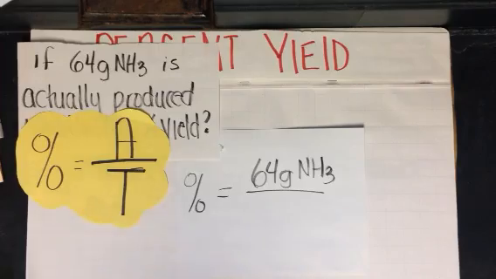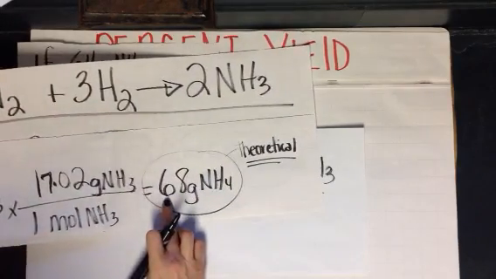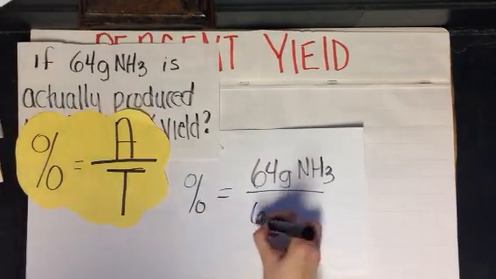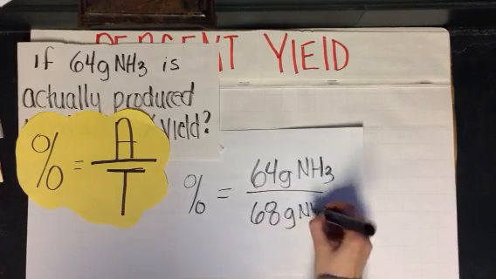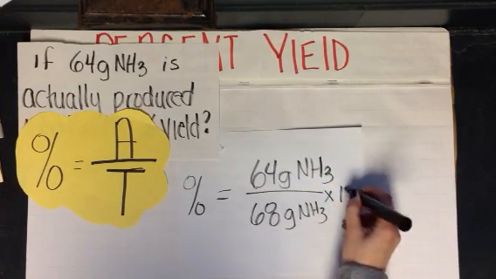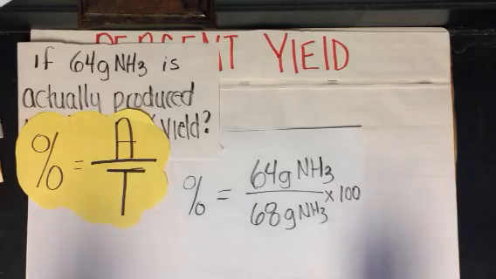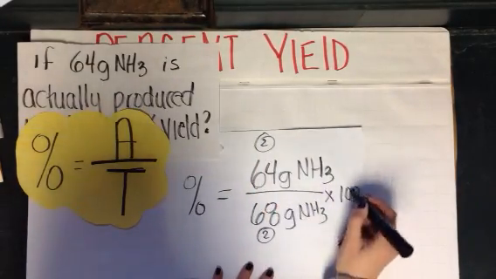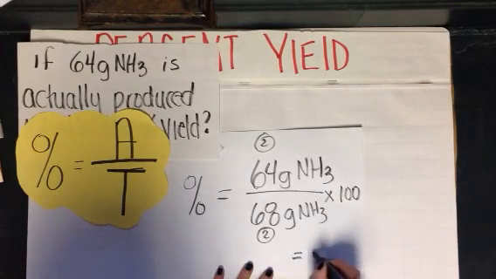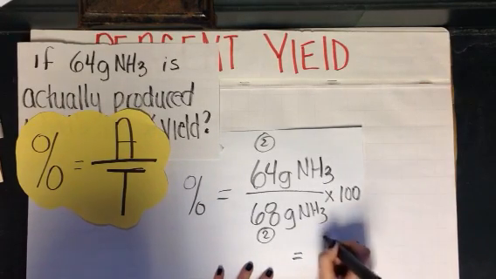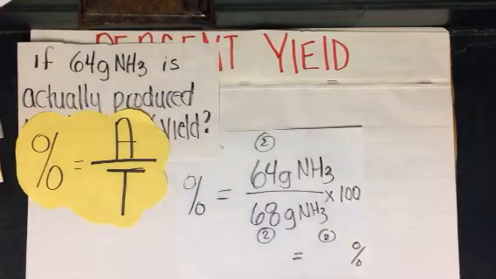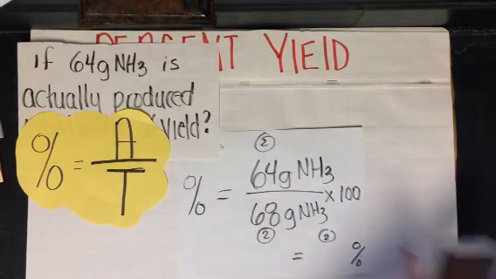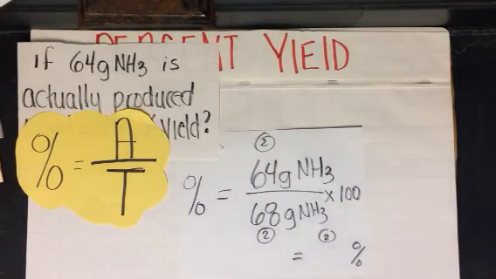According to my calculation, I theoretically should have produced 68 grams of NH3. Divide those two, multiply by 100, and you get your answer. Don't forget 2 sig figs here, 2 sig figs here, no sig figs on the 100, so my answer should have 2 sig figs and a percent sign. So go ahead and divide those two and get an answer. Pull out your calculator. This is your part to do.